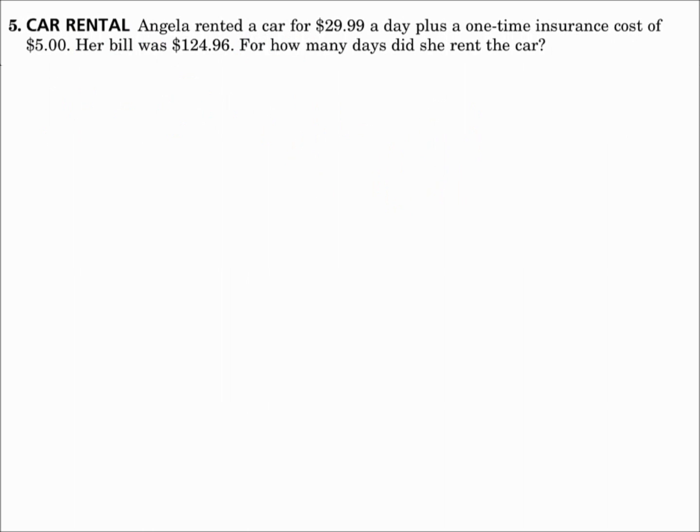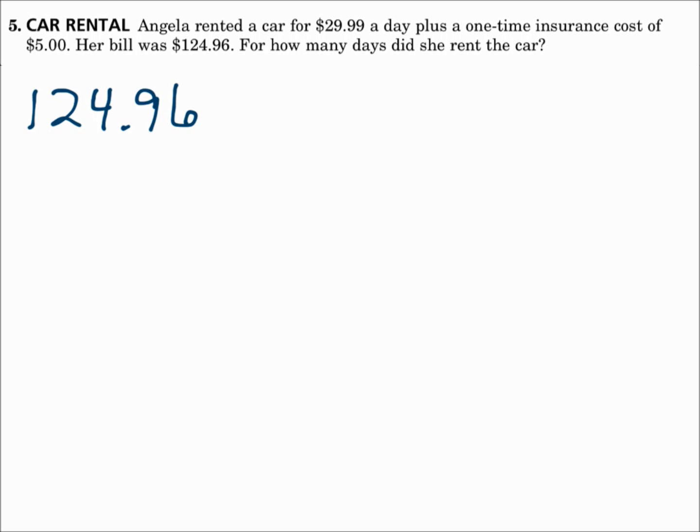Number 5. Angela rented a car for $29.99 a day, plus a one-time insurance cost of $5. Her bill was $124.96. For how many days did she rent the car? Well, let's start at the end and work backwards. The final cost was $124.96.